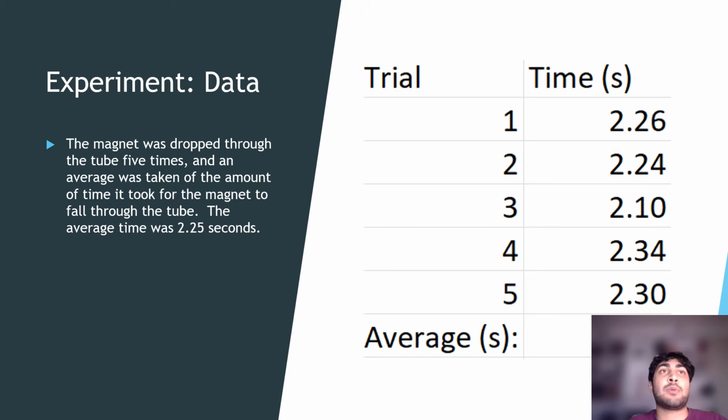Here's the data for the experiment. The magnet was dropped through the tube 5 times, and an average is taken of the amount of time it took for the magnet to fall through the tube. The average time was 2.25 seconds.